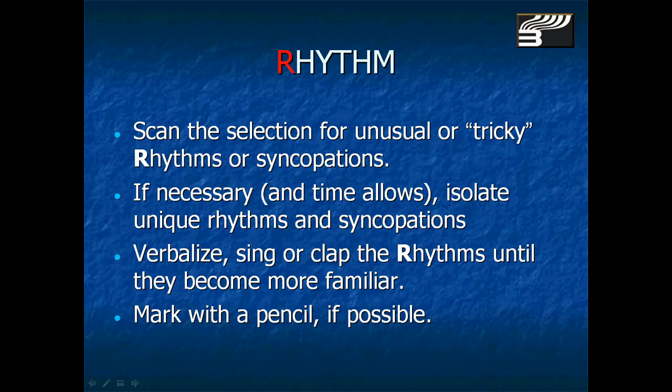Once the items which impact the tempo and pace of the music are identified, we scan for the rhythmic elements. Are there unusual or tricky rhythms which should be isolated? And are there specific rhythms which should be verbalized, sung, or clapped, depending on the predetermined process which you follow? Again, we would circle rhythmic problem areas with a pencil, if possible.